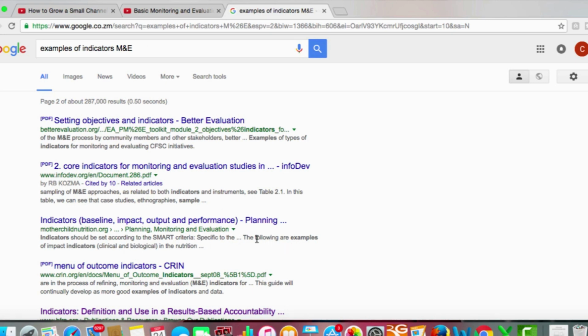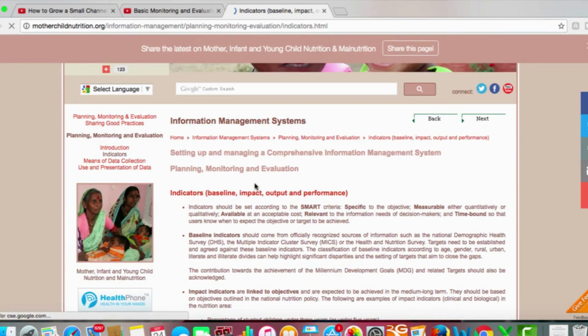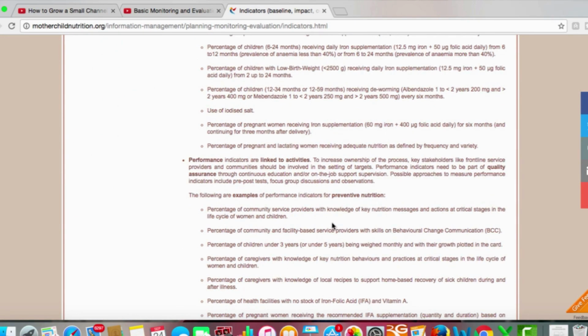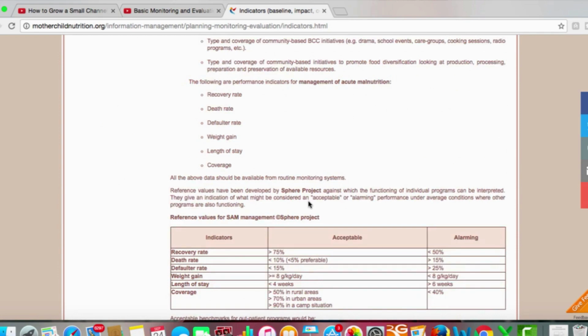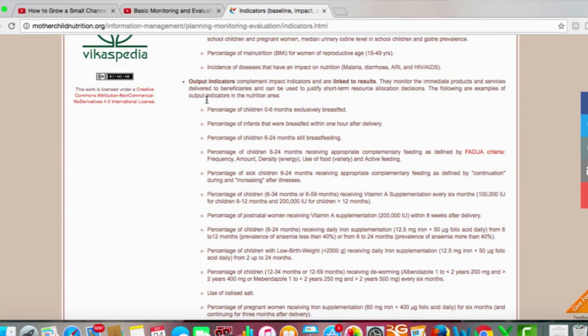Okay, the following are examples of impact indicators. Okay, we might get something there. Okay, let's see. Okay, so here they've given us examples of indicators. Okay, so let's take, for instance, output indicators. Anyway, I forgot to mention that there are different types of indicators. There are output indicators, there are outcome indicators, there are input indicators, there are process indicators.